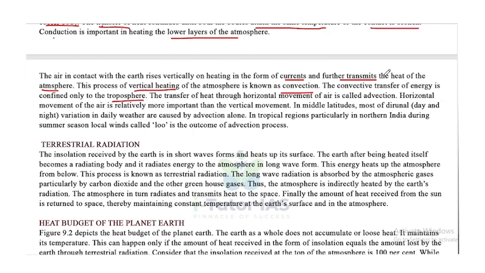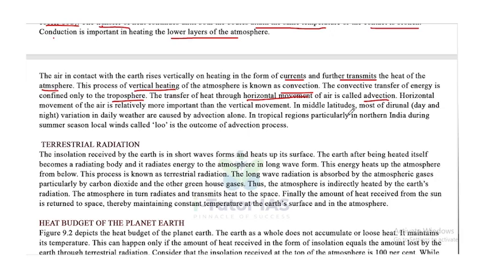So the convective energy is only confined to the troposphere layer, that is the first layer. The transfer of heat through horizontal movement of air is called advection. Okay, so the vertical movement of air is called convection, and the horizontal movement of air is called advection. The horizontal movement of air is relatively more important than the vertical movement.